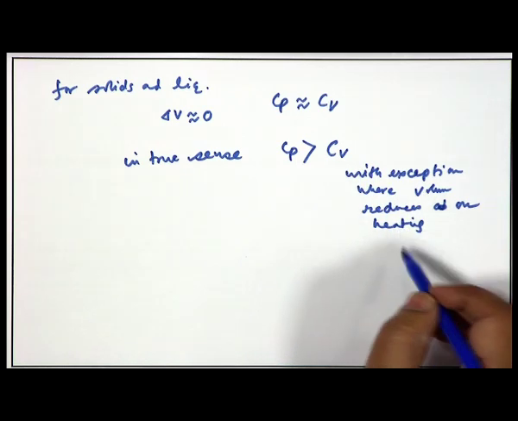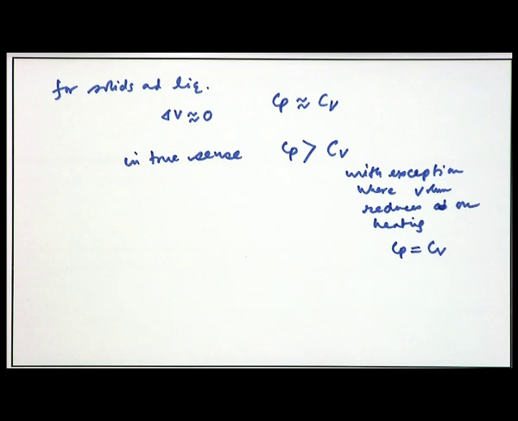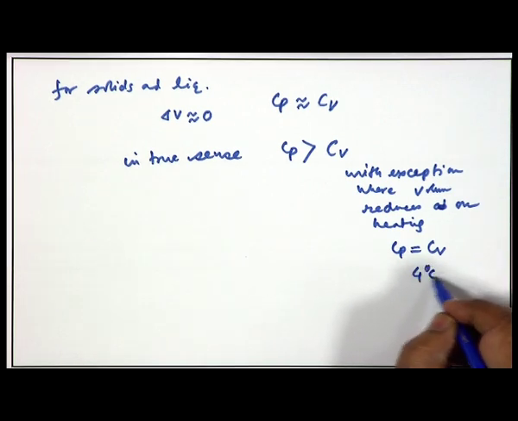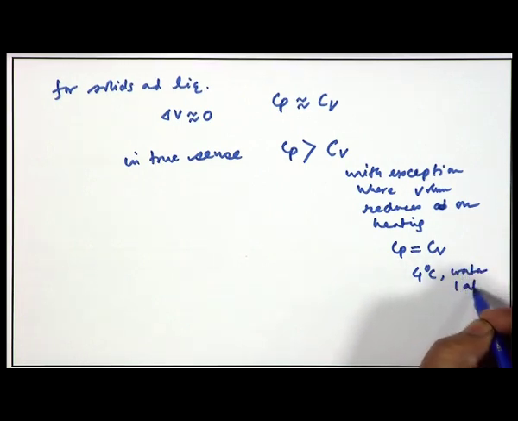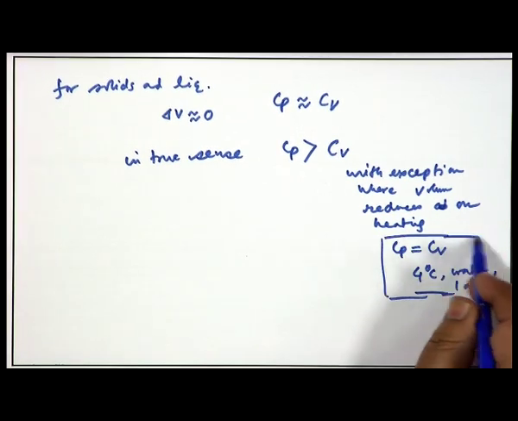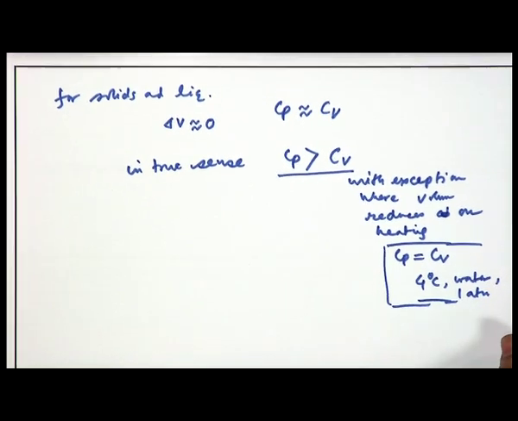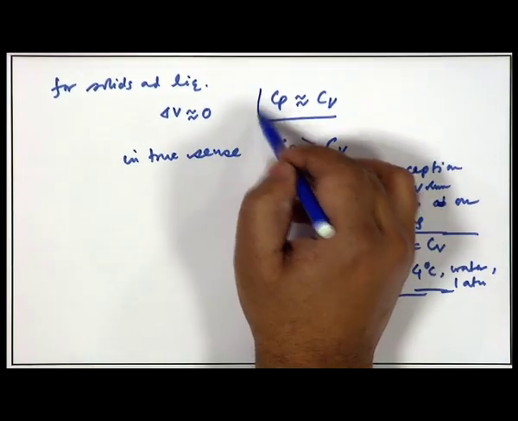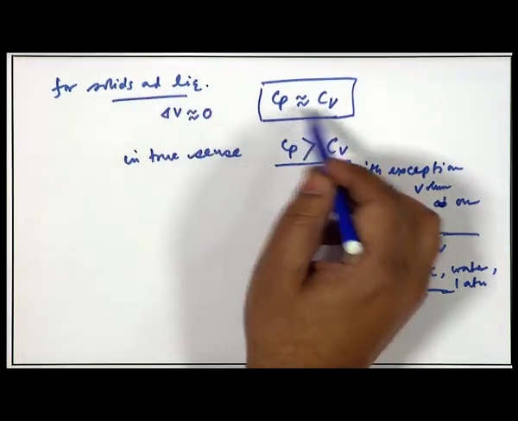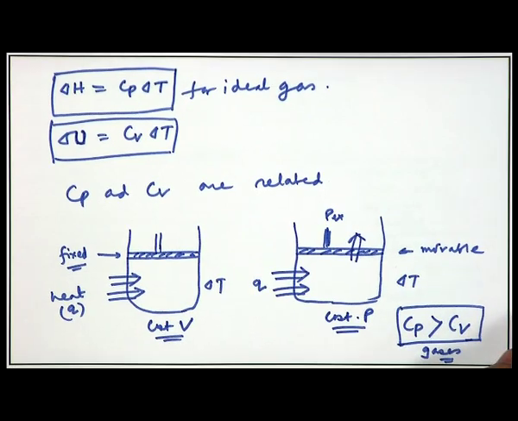in almost every case Cp is greater than Cv. There are also exceptions where Cp is equal to Cv, like when the volume goes through a minimum. That is 4 degree centigrade water at 1 atmospheric pressure. So, these are exceptions where Cp is equal to Cv. Most cases, with just a few exceptions, have Cp greater than Cv. But practically for solids and liquids, Cp is almost close to Cv, but for gaseous substances, we always have Cp greater than Cv.